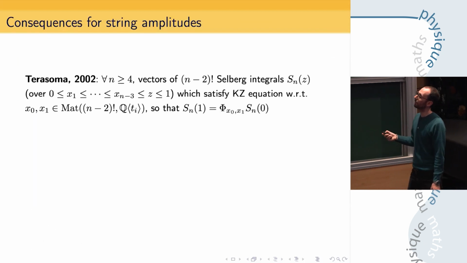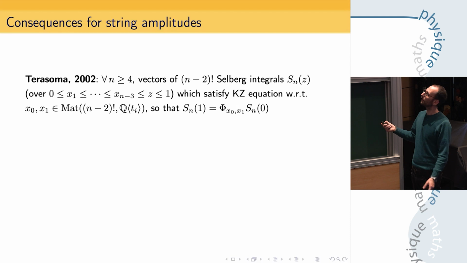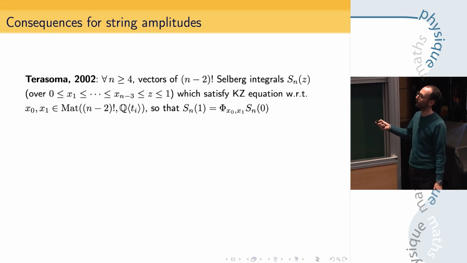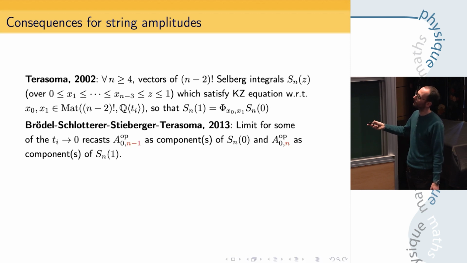And that implies, so Terasoma did it in some more general form and didn't care about these specific limits. But it implies that you can construct more general Selberg integrals for the n-point situation. So you will have vectors of (n minus 2) factorial Selberg integrals, which are now integrating over dimension n minus 3 domains. And they will satisfy the KZ equation for some matrix representation of these elements, just linear combinations of the Ti's as coefficients. And you will still have this kind of equation.